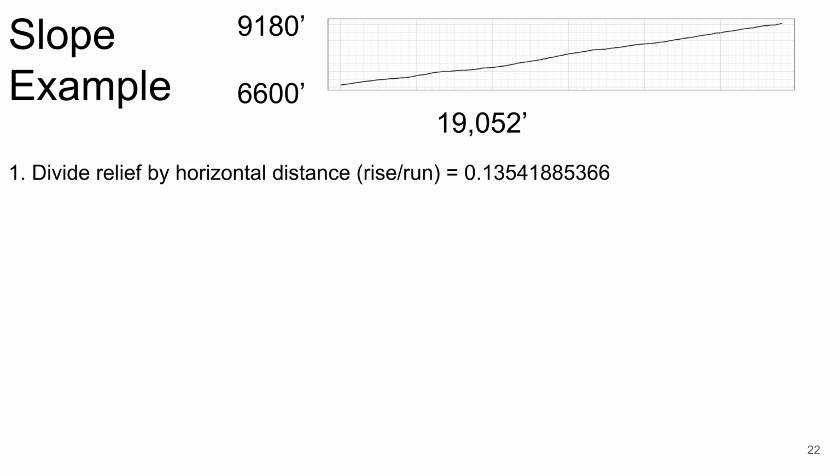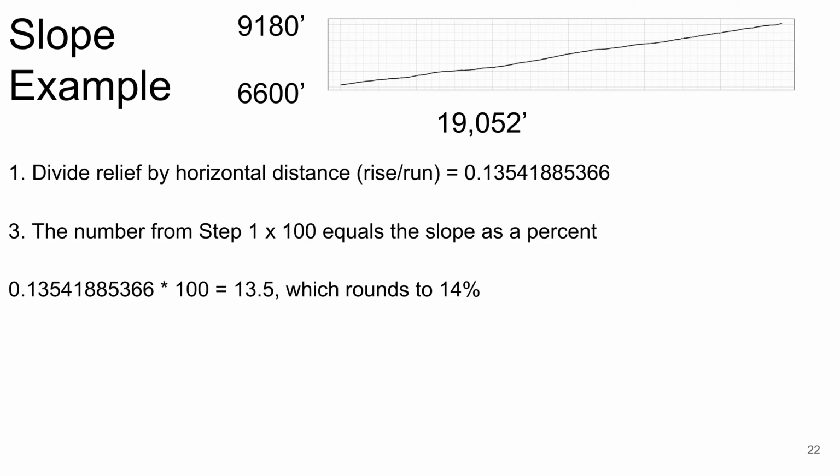So we take the raw number, the relief divided by horizontal distance, 0.1354, multiply that by 100%, which gets us 13.5, which is going to round to 14%. So the answer for the slope to Brokoff Mountain as a percent is 14%.